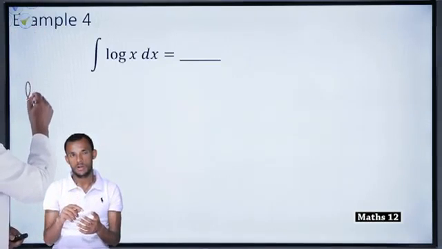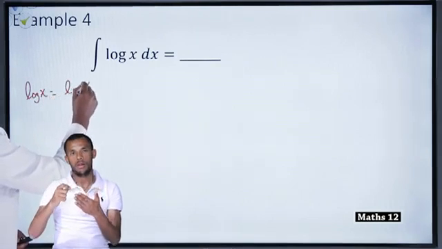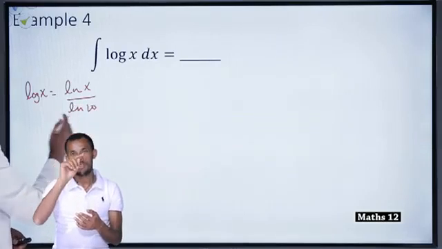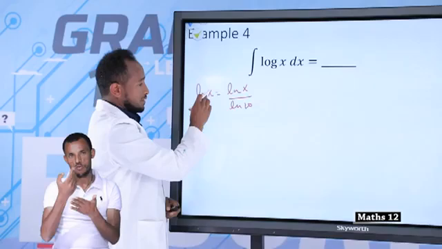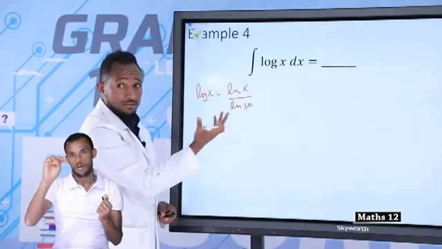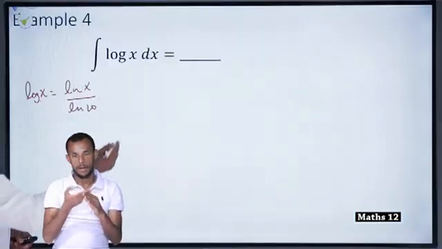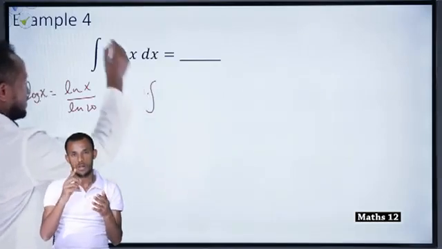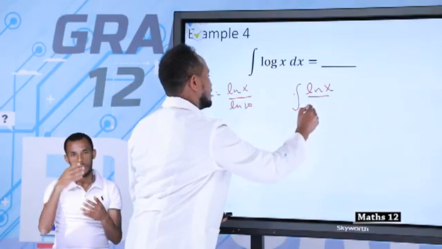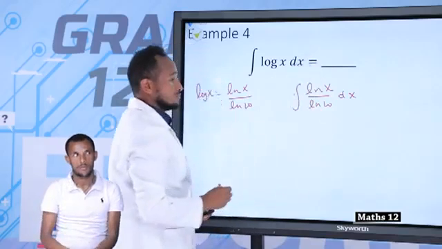The logarithm of x can be written as ln x over ln of 10. I can write it in this form just by giving the same base, that is, the logarithm of x with base e over the logarithm of 10 with base e. So using this, please try, students, to integrate this expression: the integration of ln x over ln 10 dx. Please try this one.